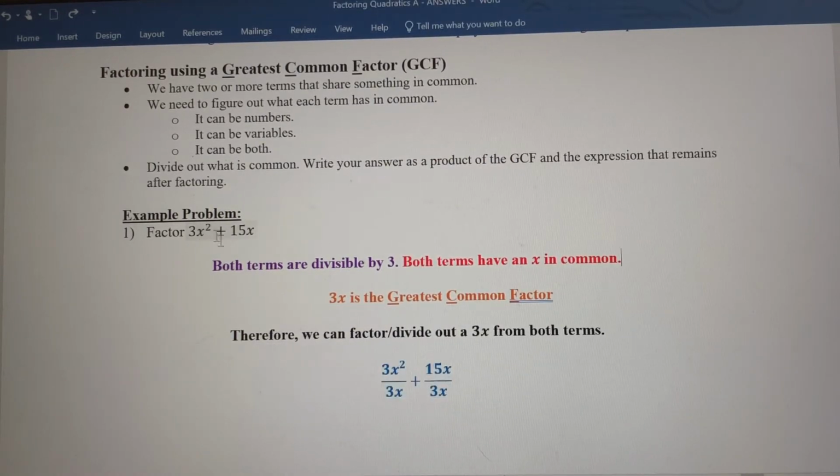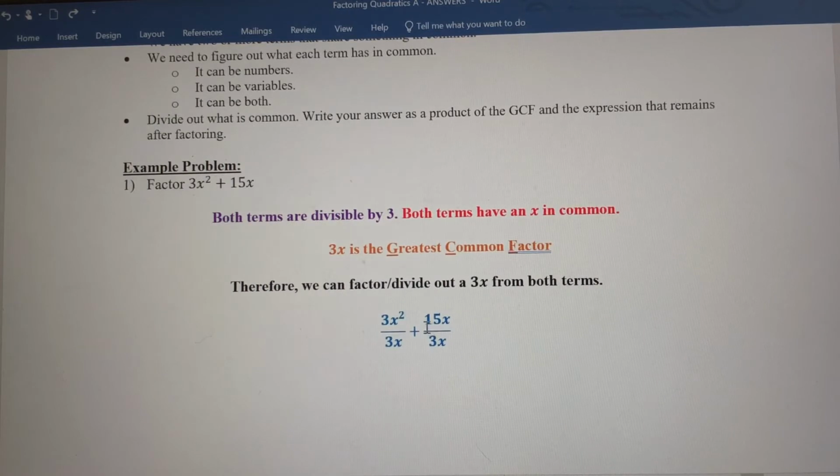So we want to divide 3x squared by our GCF of 3x, and we also want to divide 15x by 3x. If you'll notice, these 3's cancel out. X squared over x is going to be 1x. So when I divide 3x squared by 3x, I get 1x. When I divide 15x by 3x, these x's cancel out. I'm left with 15 over 3, which is 5. So this piece simplifies to 1x. This piece simplifies to 5. So that leaves me with x plus 5.